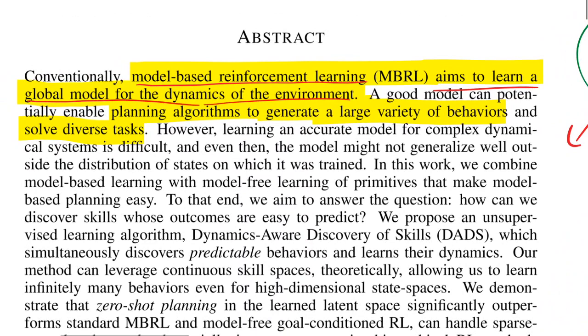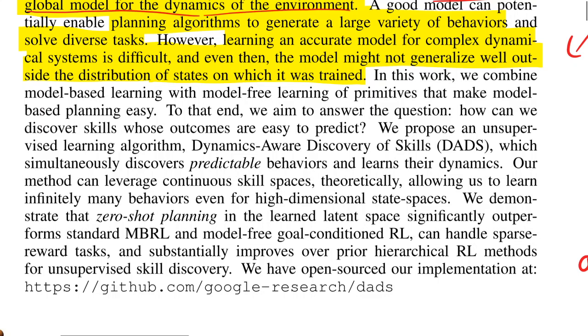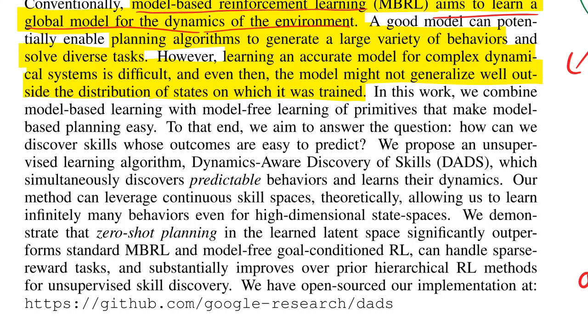They say, however, learning an accurate model for complex dynamical systems is difficult, and even then the model might not generalize well outside the distribution of states on which it was trained. So this is another problem. If you learn a model, it's only going to be valid in a certain range. Okay. And they say, in this work, we combine model-based learning with model-free learning. And the model-free learning is of primitives that make model-based planning easy.